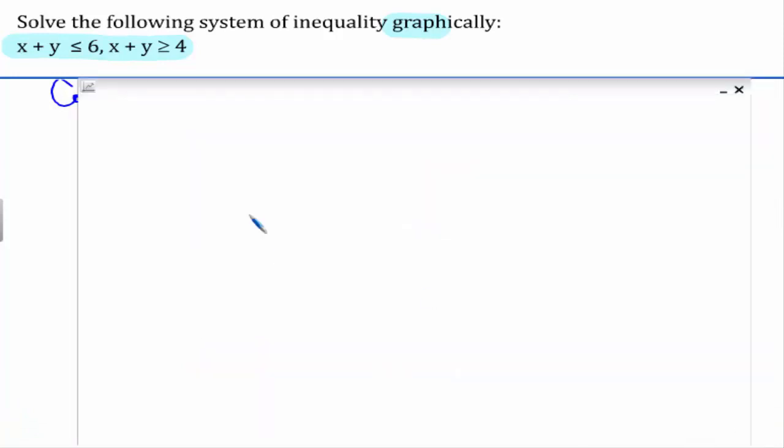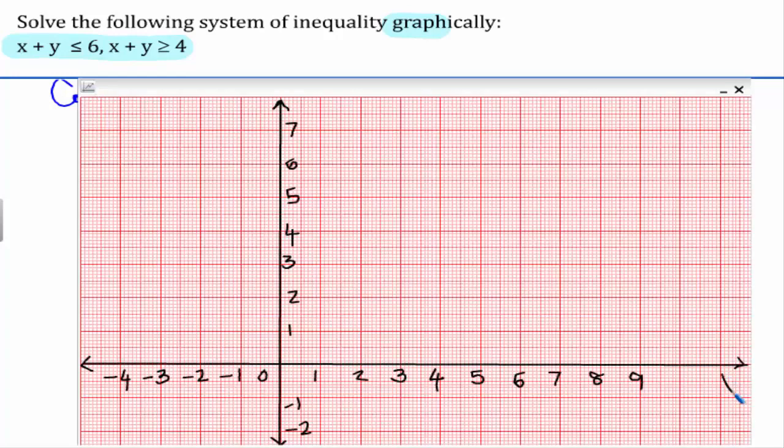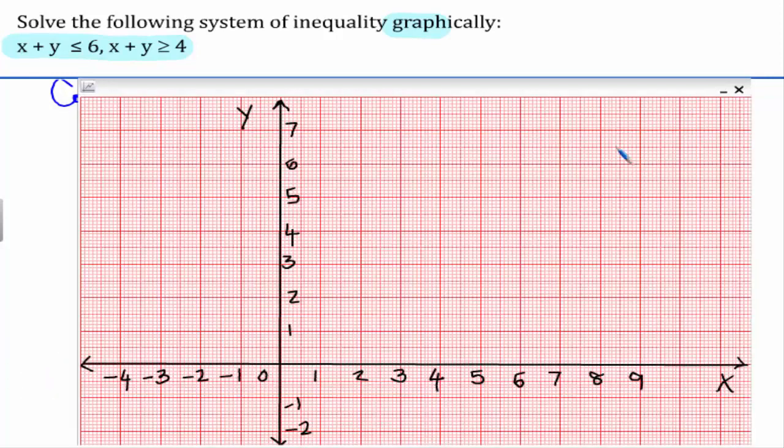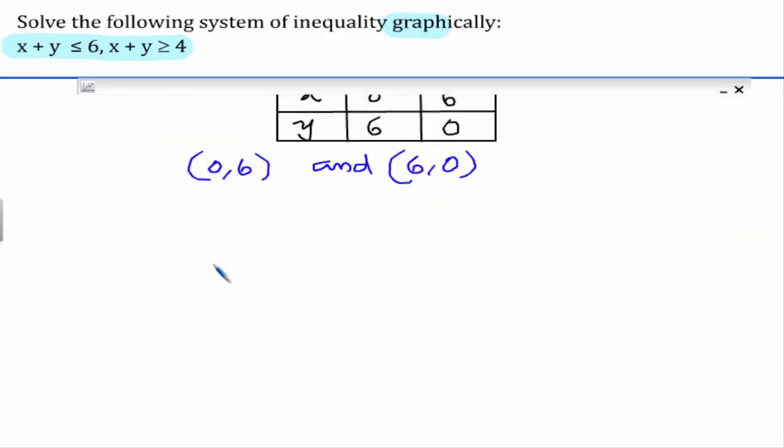Now let us draw the graph of the given inequality with the help of the two ordered pairs. Here is the graph sheet. In this, x axis and y axis are there, and now the ordered pairs are 0, 6 and 6, 0. 0, 6 will be here and 6, 0 will be here. Now let us join the two points to get the graph of the line. Here is the graph of the line. Now we need to select a point. Since it is not passing through the origin, we select origin.